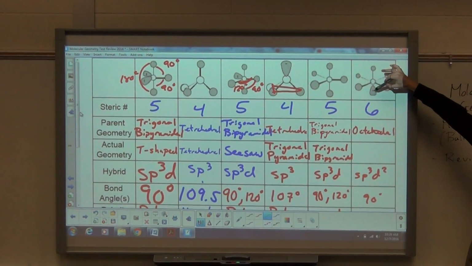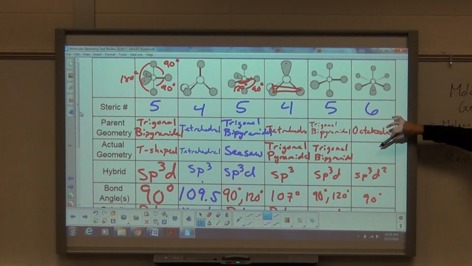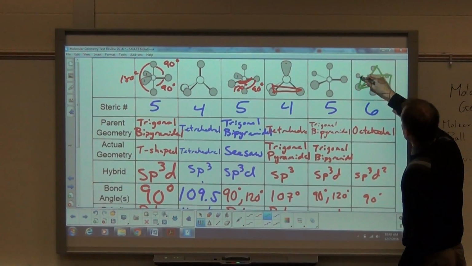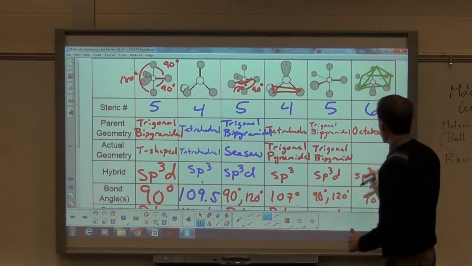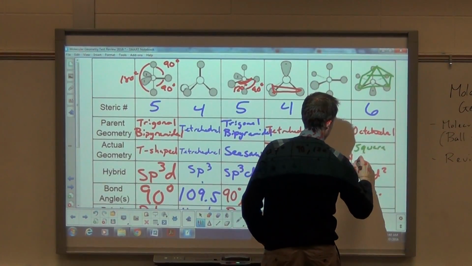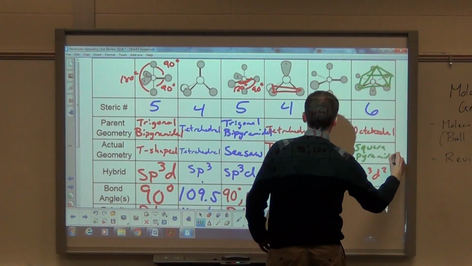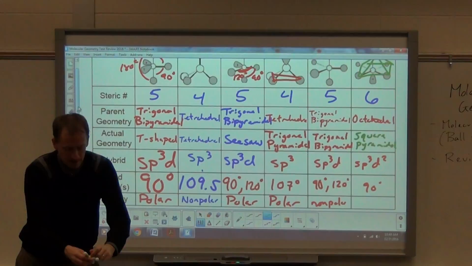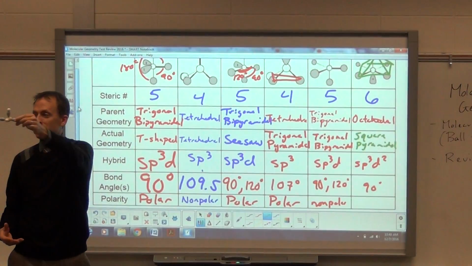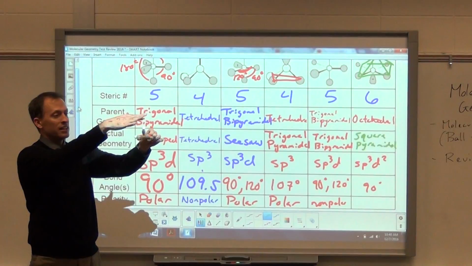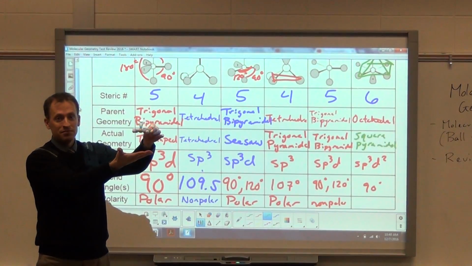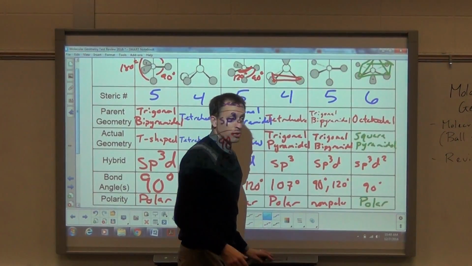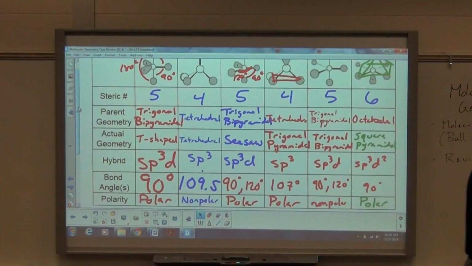This has 6, 1, 2, 3, 4, 5, 6. We say octahedral. What's the name of the actual shape? So there's a square, and then it rises up. So it's a square pyramidal. Good. Is that polar or nonpolar? It has to be totally evenly surrounded. This center atom has an atom on top, but no atom on the bottom. So that is not even, so that has to be considered polar. Okay? So this is going to be similar to our test.